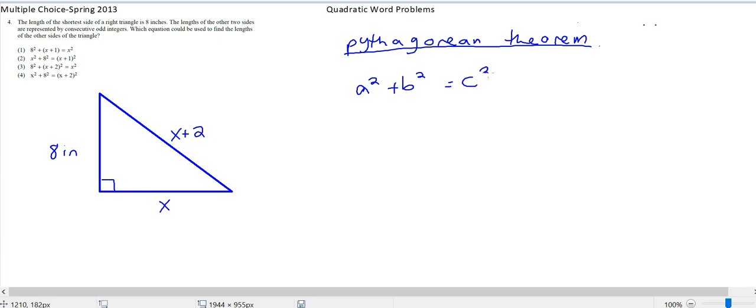A and b are both legs of the right triangle. It doesn't matter which is which. And c is the hypotenuse. The hypotenuse is always the side of the right triangle that's opposite the right angle. So in this case, it would be that side.